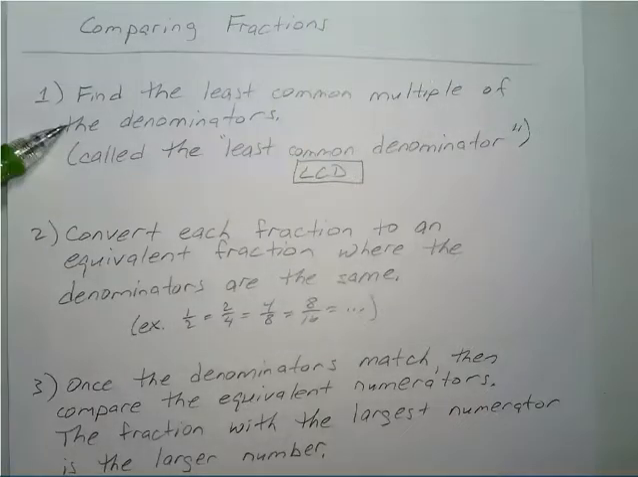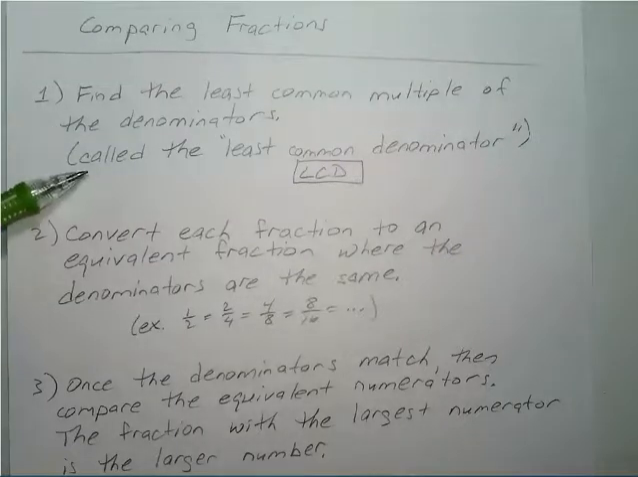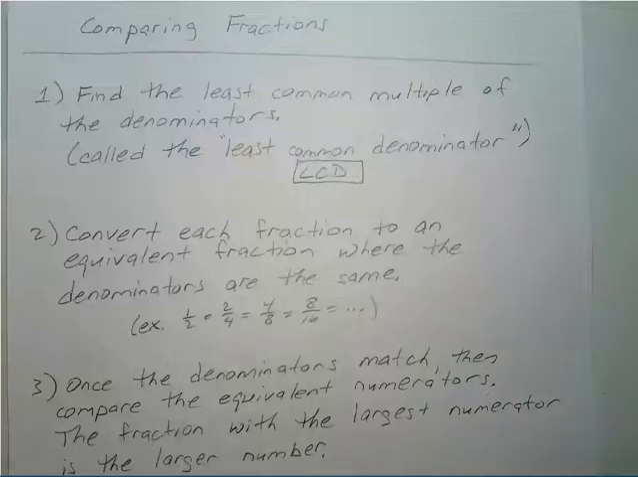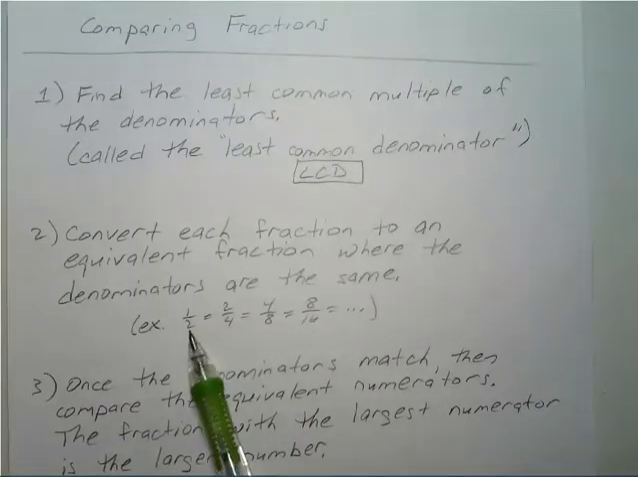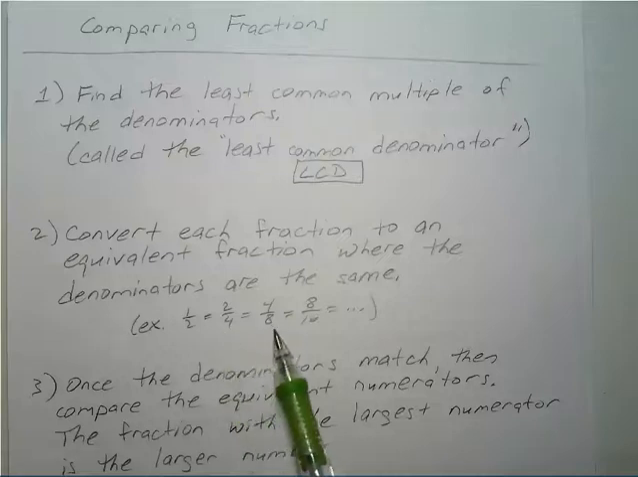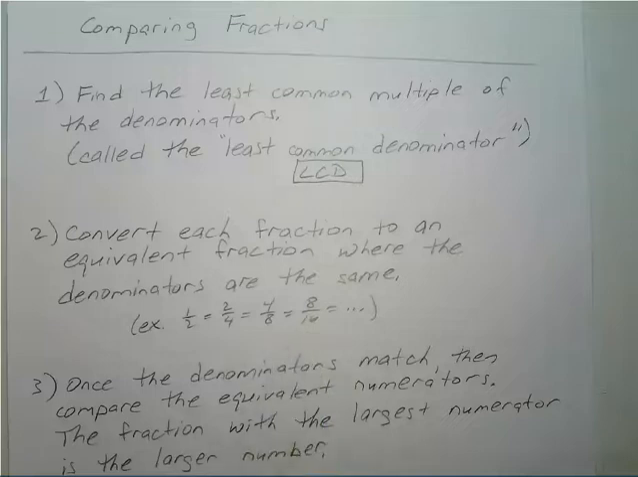Okay, first, you want to find the least common multiple of the denominators, which is called the least common denominator. You'll see it as LCD most of the time. Okay, second, you want to convert each fraction to an equivalent fraction where both of the denominators are the same. Okay, and by an equivalent fraction, remember how we had 1/2 is equal to 2/4 is equal to 4/8 is equal to 8/16. So those are all equivalent fractions. They have the same value, we just wrote them down in a different way.